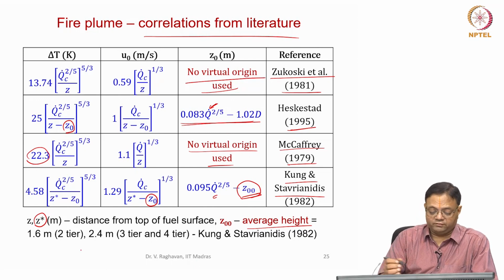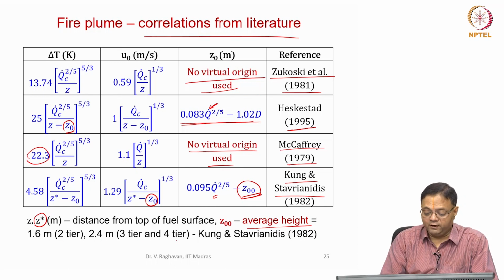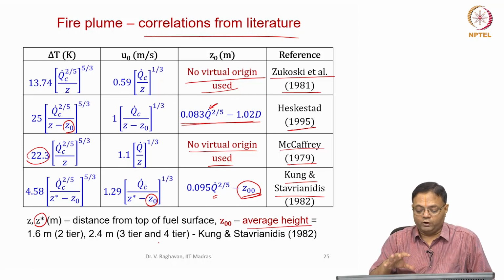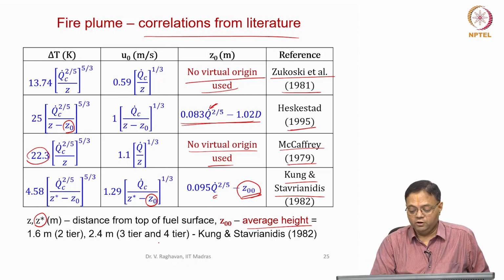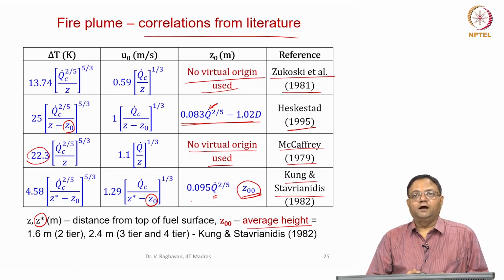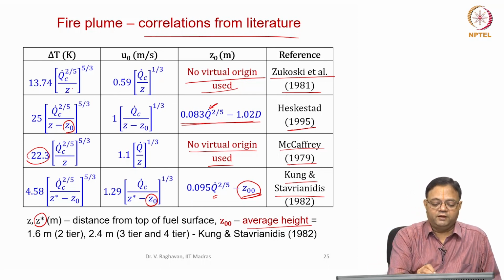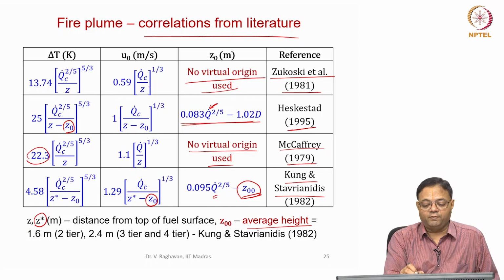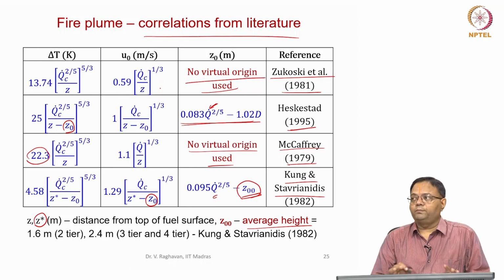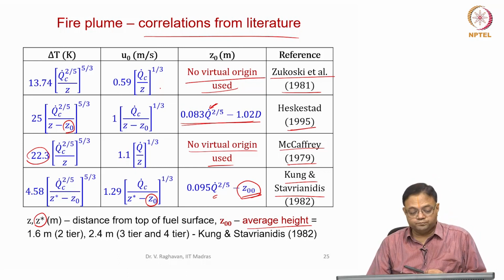But this average height varies as 1.6 for 2 tier or 2.4 for 3 tier and 4 tier cases, because there are multiple fuel layers here. So a lot of correlations are available in the literature, but you can see that the simplified analysis has given the trend, like delta T varies as Z power minus 5 by 3, U varies as Z power minus 1 by 3, and the radius varies as Z. Those trends are preserved in these correlations.